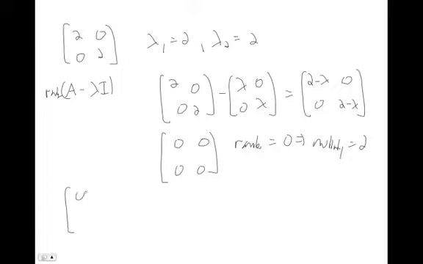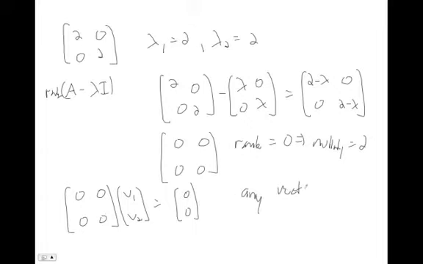And so any vector that satisfies this, [0, 0; 0, 0] times any vector [v1, v2] equals 0, is an eigenvector. But every vector satisfies this. So for a matrix like this, a diagonal matrix with repeated eigenvalues, any vector is an eigenvector. So that's a very interesting result.